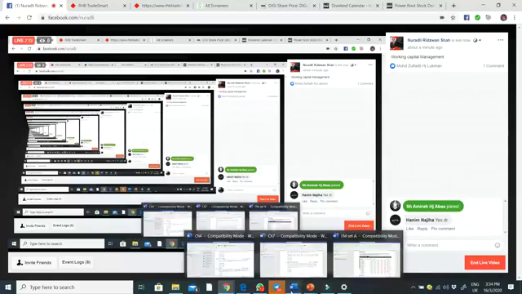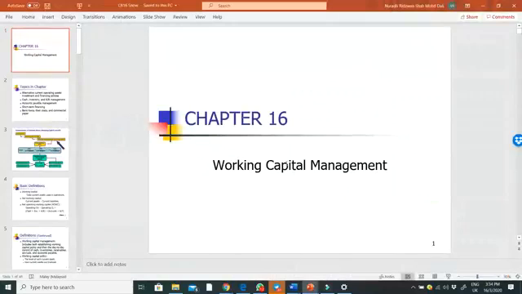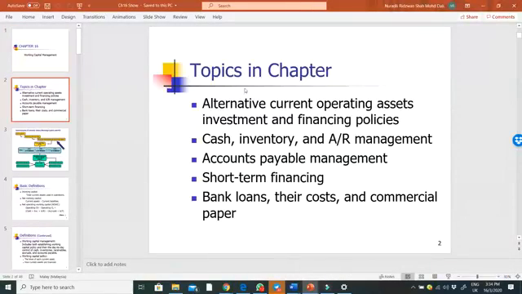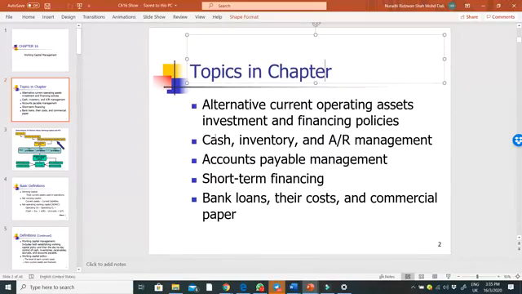All right, okay. So we'll continue on working capital management. Topics in the chapter. First one is alternative current operating assets, investment and financing policies. Then cash, inventory and account receivable management, account payable management, short-term financing, bank loans, their costs and commercial papers.